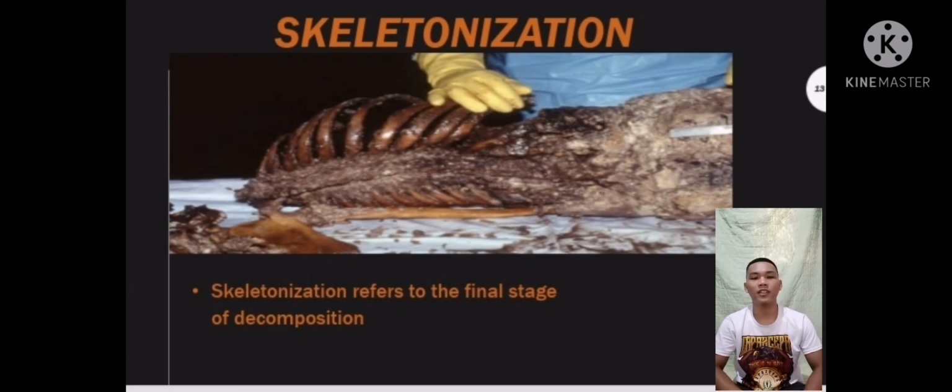Lastly is the skeletonization. It refers to the final stage of decomposition. And because the skeleton has no decomposition rate based on the loss of organic collagen and inorganic components, there is no set time frame when the skeletonization occurs.